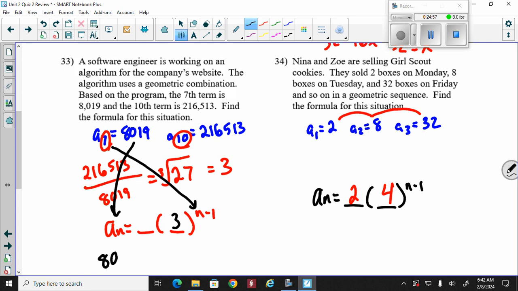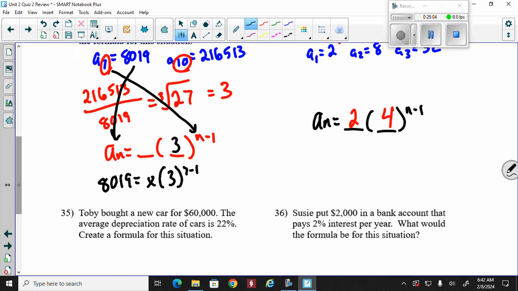So 8,019 is equal to x parenthesis 3 to the 7 minus 1 power. And so, let's see, 3 to the 6 power, so it becomes 729x is equal to 8019. So 8019 divided by 729. My first term ends up being 11. So my final answer is going to be A of n is equal to 11 parenthesis 3 to the n minus 1 power.